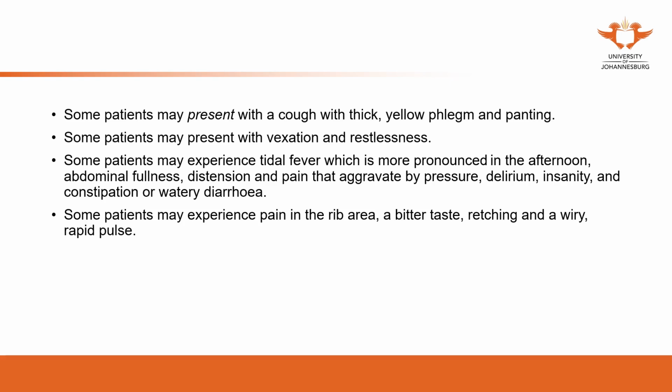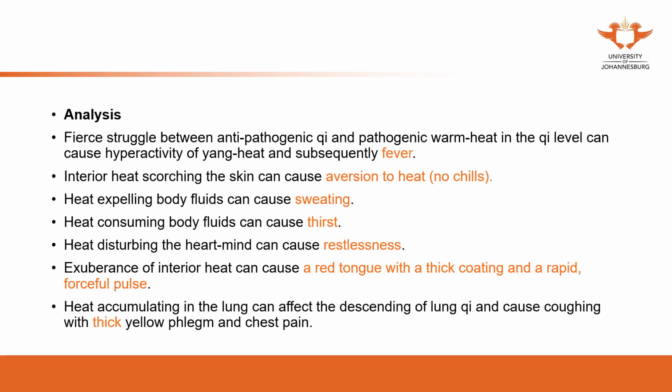The patient may present with pain in the ribs area, bitter taste, retching and wiry rapid pulse. This is because of the heat. The key manifestation here is the coating. The patient will have a thick coating. Is it a thick white coating or a thick yellow coating? It will depend on the pathogen, the patient's body constitution and the accompanying manifestations.